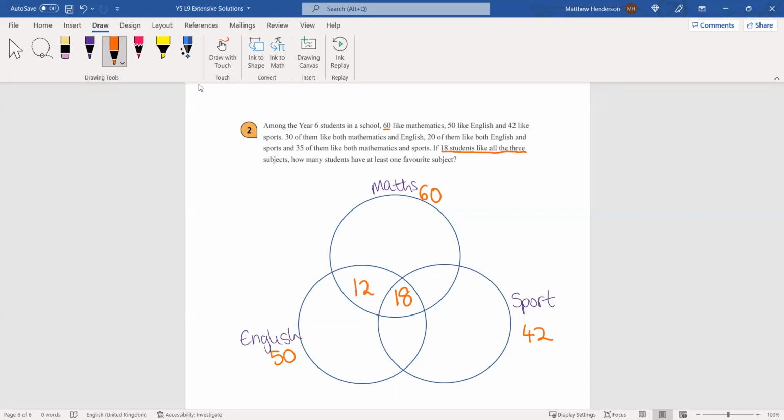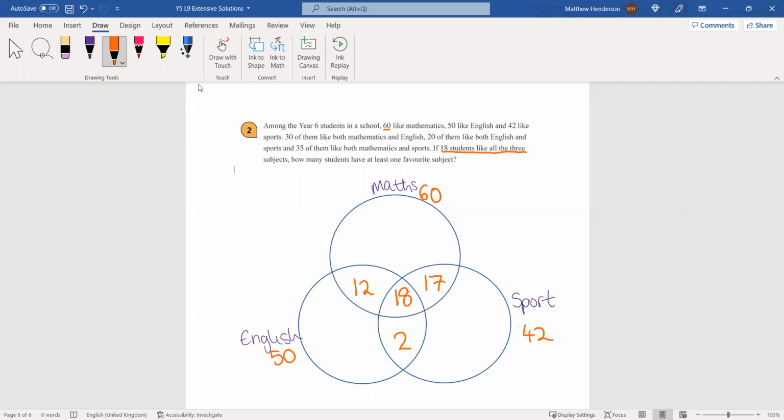We know that 20 like English and sports. However, 18 of those liked all three. So that leaves just 2 other students that like just English and sports. And finally, we know that 35 liked mathematics and sports. Okay, so we're going to subtract the 18 that like all three to find the ones that just like maths and sports.